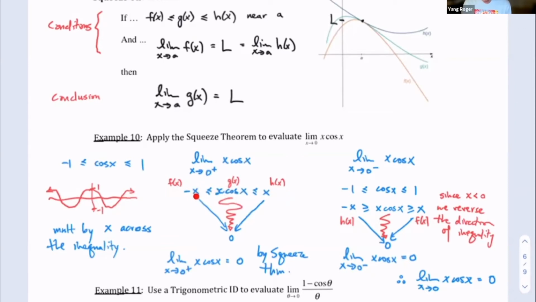And then I calculated the limit as we went to 0. So negative x goes to 0. You just plug in a 0, right? Positive x also goes to 0. So because x cosine of x is trapped in between, that guy gets squeezed to 0 as well.